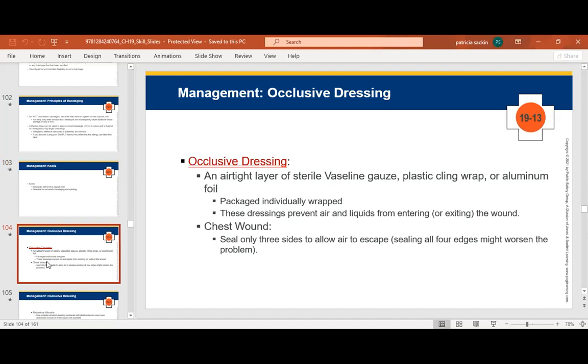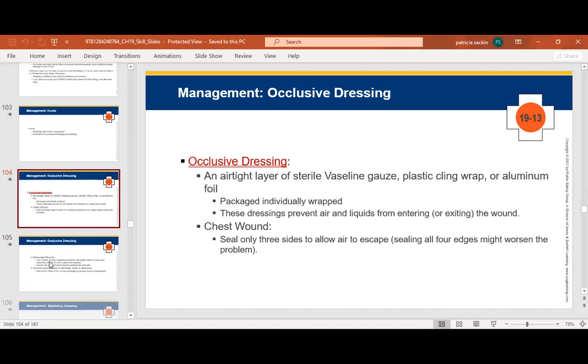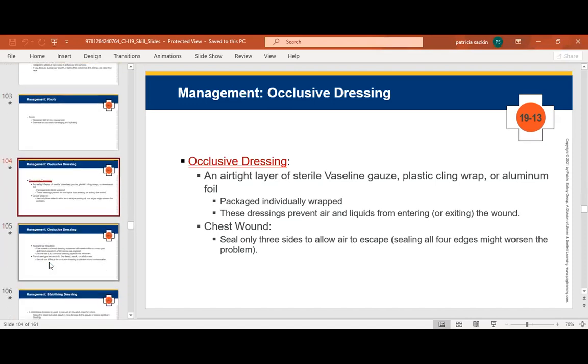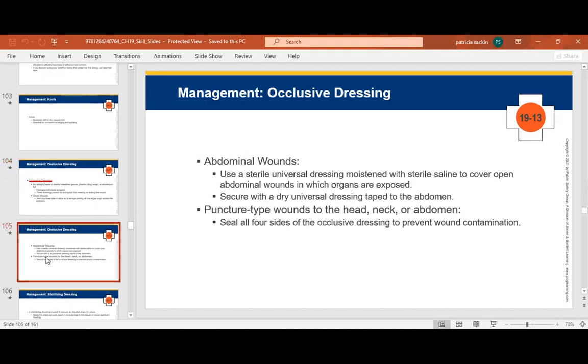Occlusive dressing, an airtight layer: sterile Vaseline gauze, plastic cling wrap, aluminum foil. Use it on chest wounds, sealing it off. Occlusive dressing means that air's not getting through, basically. Next slide. Abdominal wounds, puncture type wounds to the head, neck, abdomen are things where you're going to use an occlusive dressing.